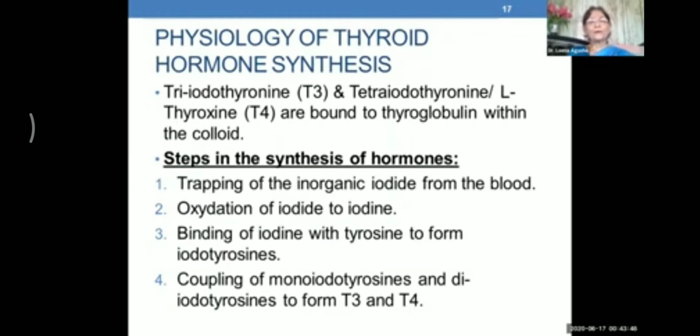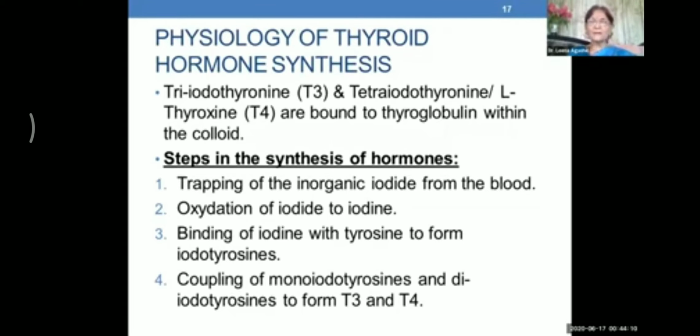Physiology of thyroid hormones. How the thyroid hormones are synthesized and what are the various steps. There are two main thyroid hormones, as you all know. One is triiodothyronine, that is T3, and second is tetraiodothyronine, that is levothyroxine or T4. They are bound to thyroglobulin within the colloid.